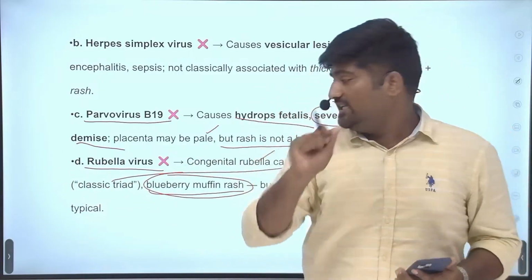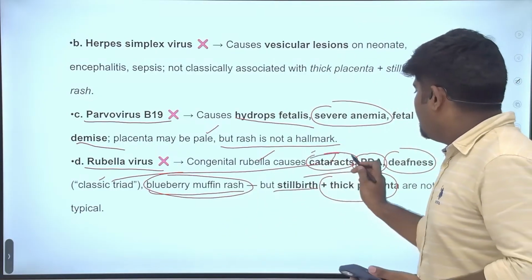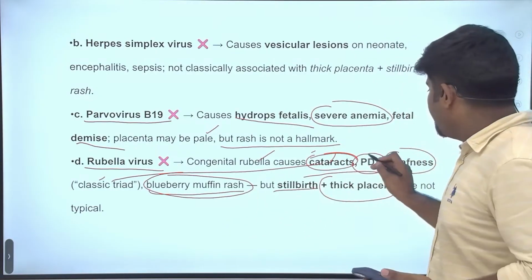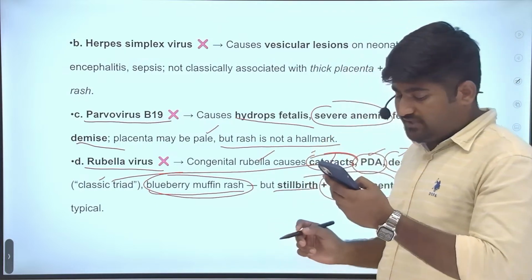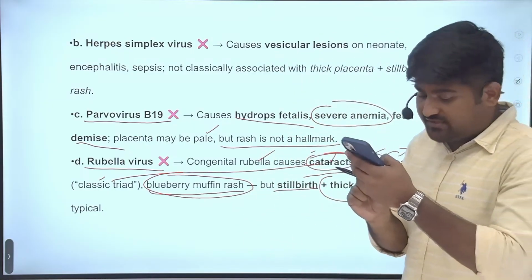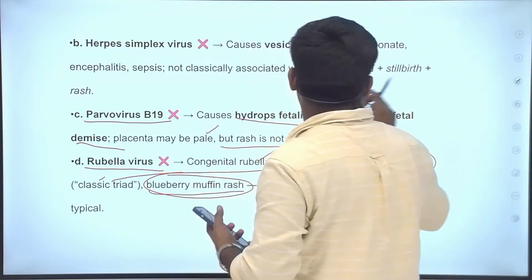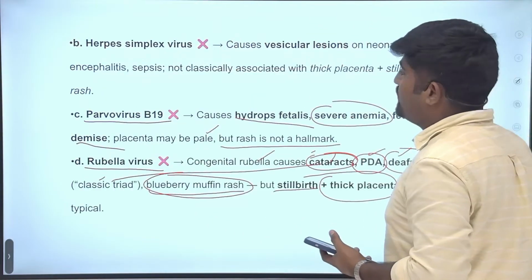Okay, what is the classic triad of rubella? Cataracts, patent ductus arteriosus and deafness. Okay, yes, thick placenta is the key point. Yes, thank you, that is Suryash Chand. You have noted this key point. Thick placenta they have asked, so it is Treponema pallidum.